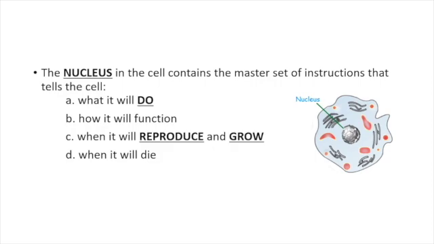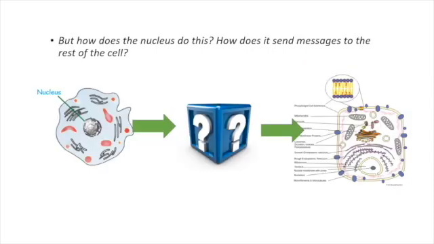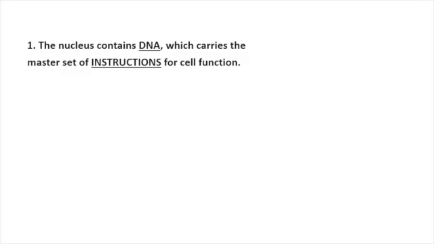Okay, there's our nucleus again. But how is it sending messages to the rest of the cell to determine what it's going to do, how it's going to function, when it's going to grow, when it's going to die? So the nucleus contains DNA. Super important. DNA carries the master set of instructions for cell function.